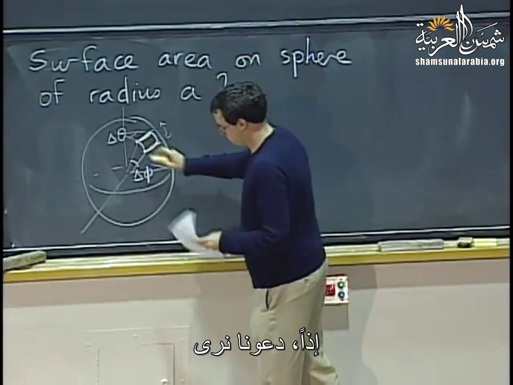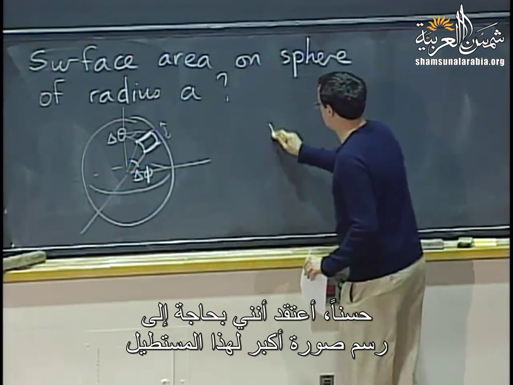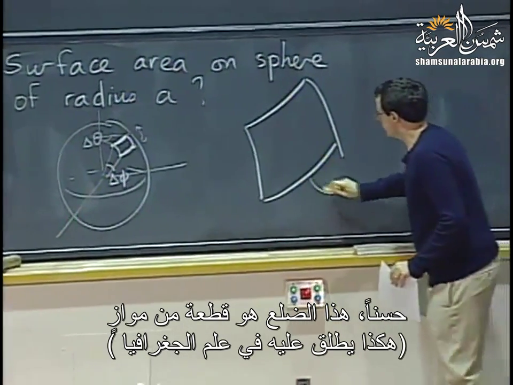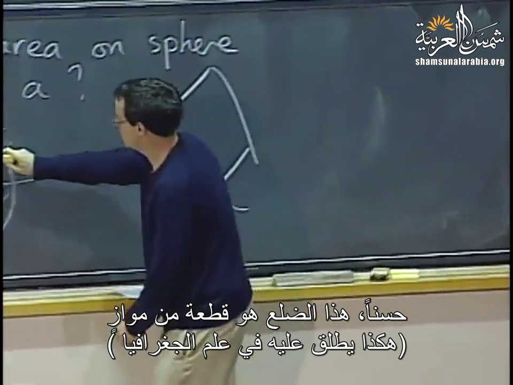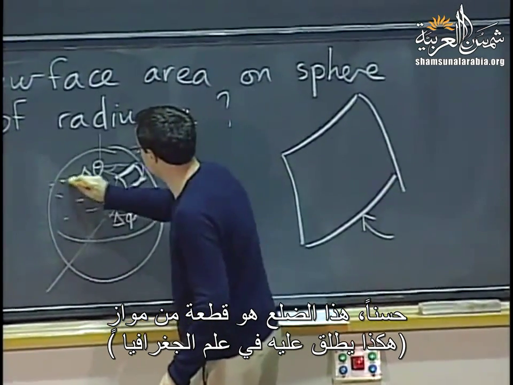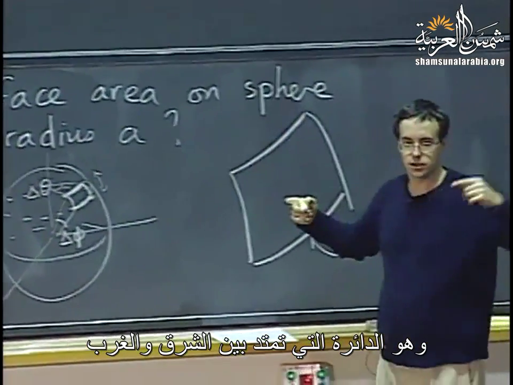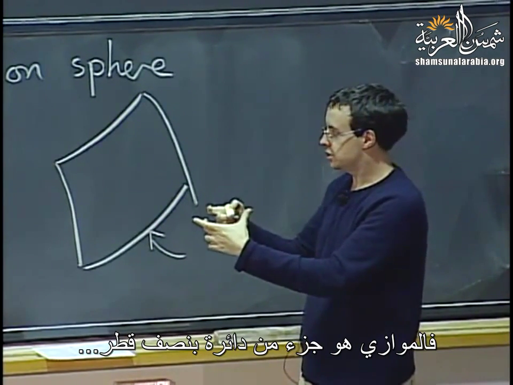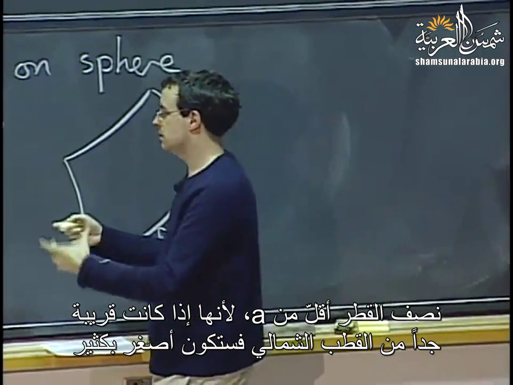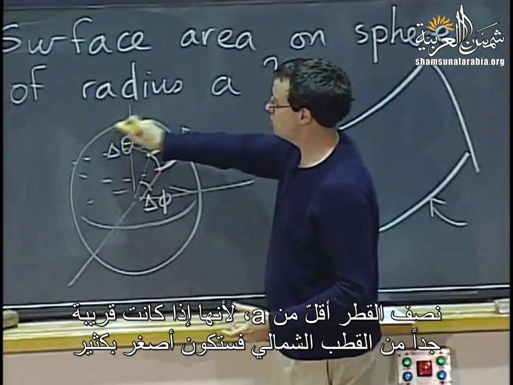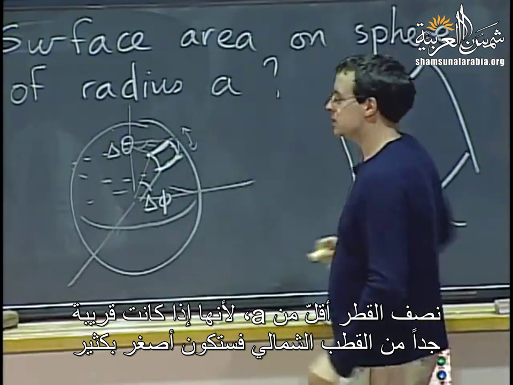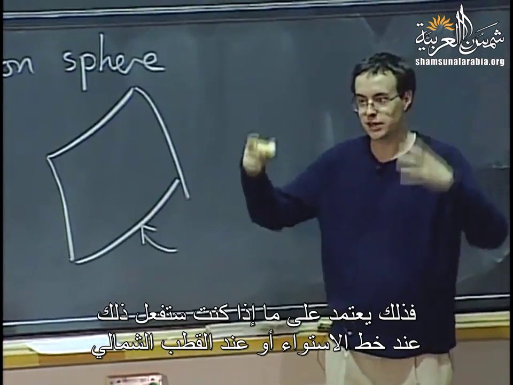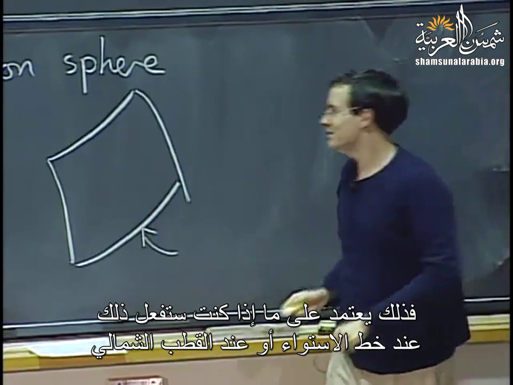Okay, so I think I need to draw a bigger picture of this. So this is a piece of what's called a parallel in geography. That's a circle that goes east-west. Now this parallel is a circle of radius, well, the radius is less than a because if you're very close to the North Pole, it will be much smaller. That's why when you say that you're going around the world, it depends whether you do it at the equator or at the North Pole. It's much easier at the North Pole.